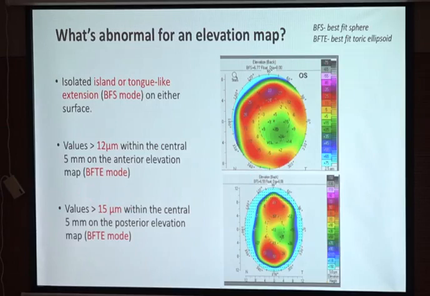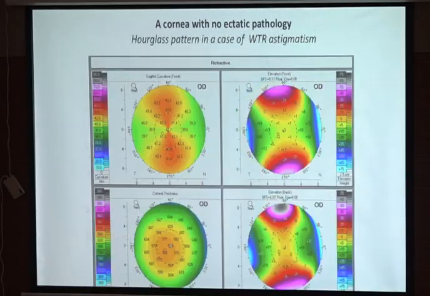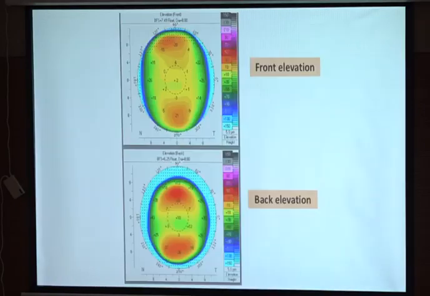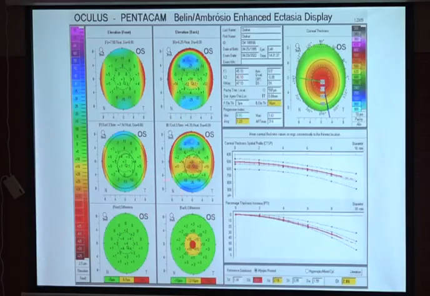And also, apart from the values, you need to look at these patterns. So if you see an island pattern or if you see a tongue-shaped pattern, that is something which suggests pathology. On the other hand, this is a cornea with regular with-the-rule astigmatism and you see a nice hourglass pattern. Apart from the values you look at, please look at the pattern that you see. And this has again been highlighted, the Belin-Ambrosio enhanced ectasia detection map. For this patient you can see the posterior elevation is around 10, which you could easily miss. But on the Belin-Ambrosio map, it shows up much better.